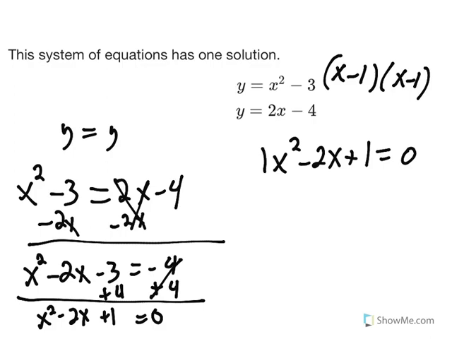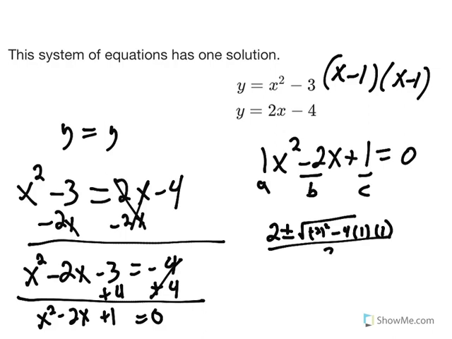Or I can come back here and say this is my A, this is my B, this is my C, and I can plug that into the quadratic formula. So my quadratic formula here would be 2 plus or minus the square root of negative 2 squared minus 4 times 1 times 1, all over 2 times 1. So that would give me 2 plus or minus the square root of 0 all over 2, which is going to just be 2 over 2, which is equal to 1. So what happens is my x is equal to 1.